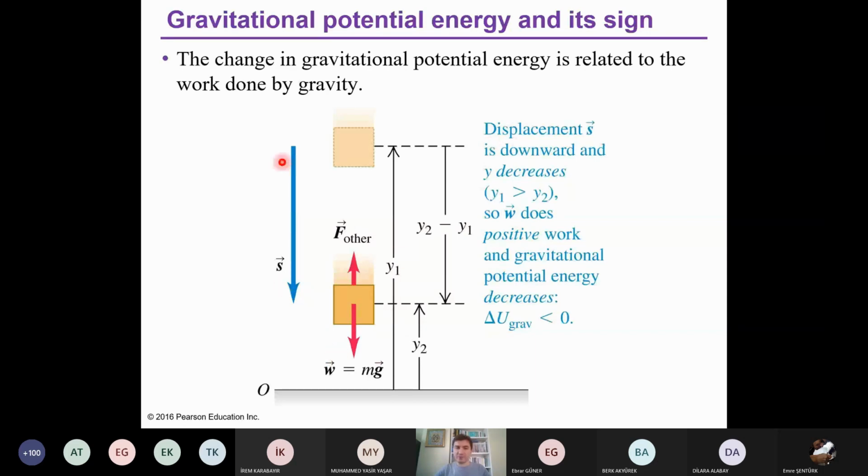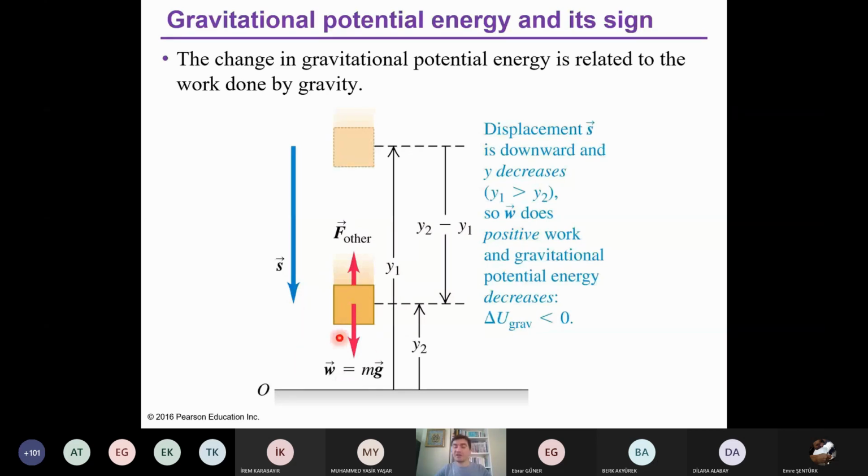The displacement here with the blue color is downward, and y here is the height of the box. Y decreases. So weight does positive work, because the direction of the force of weight and the direction of the displacement are the same. So the work done by the weight is a positive work.